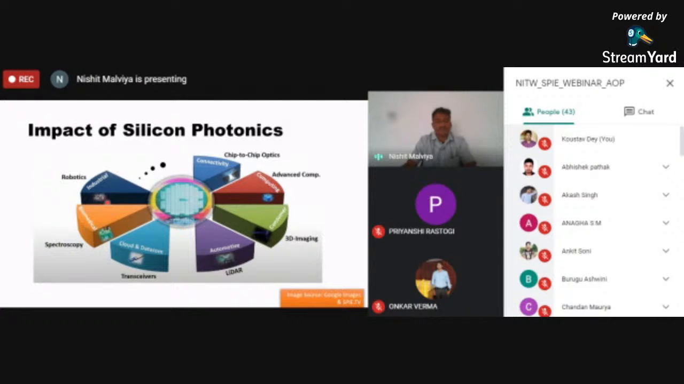Now there is also the COVID pandemic, and we have tried to make a device for detection using silicon photonics, where the cost of that detection technique will be very low. Maybe in the near future it will be there.